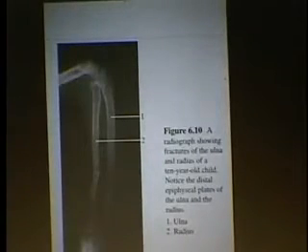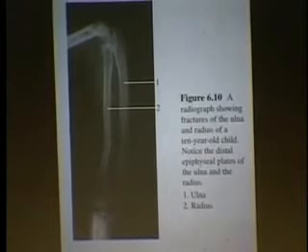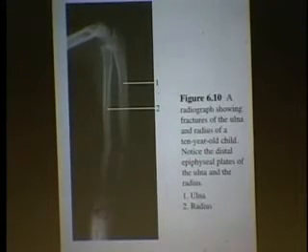And this is what happens. It's a radiograph showing fractures of the ulna and the radius of a 10-year-old child. Notice the distal epiphyseal plates of the ulna and the radius. So you have your ulna and your radius. Look at the epiphyseal plate here. You say, what in the world does that mean?